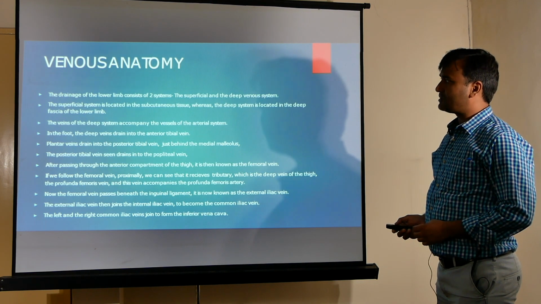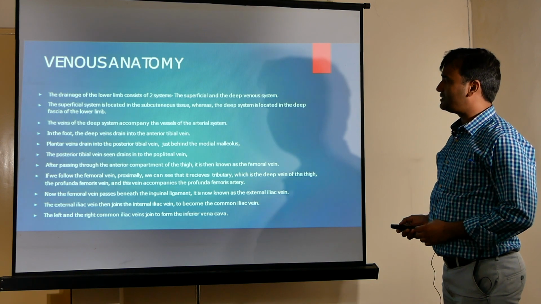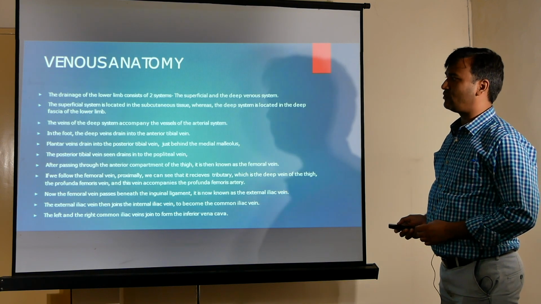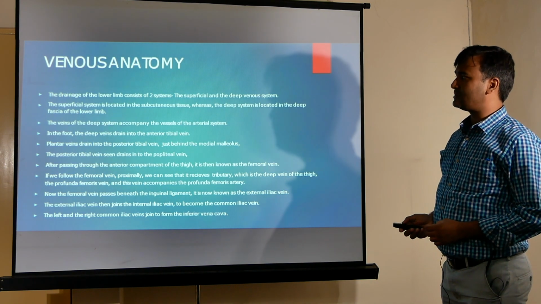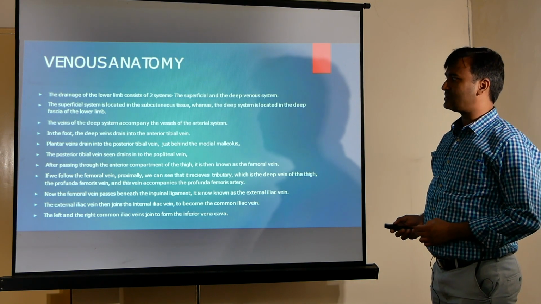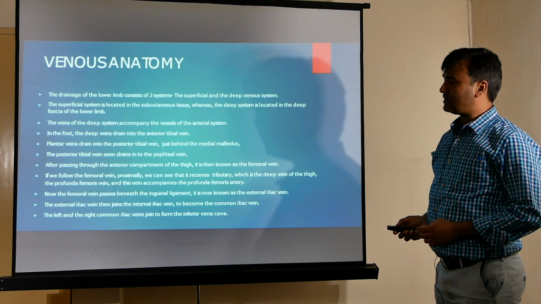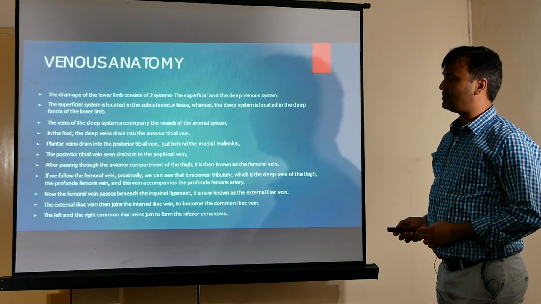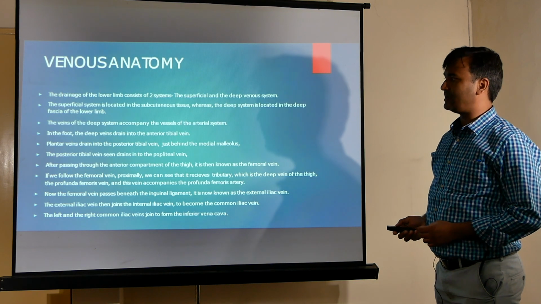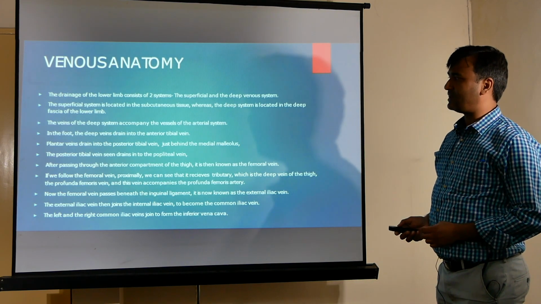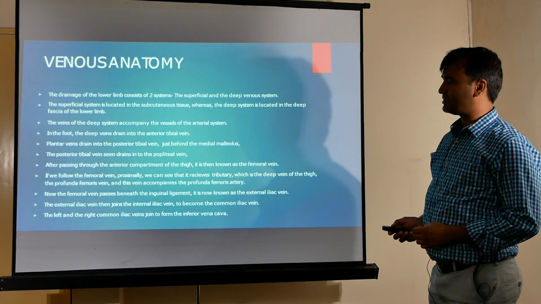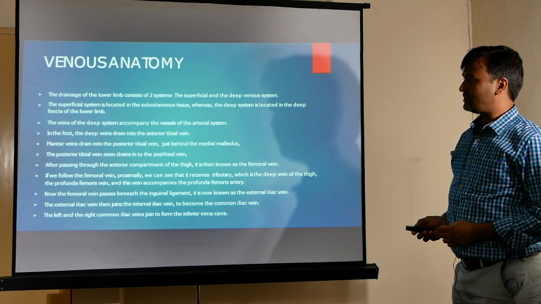The superficial system is located in the subcutaneous tissue, whereas the deep system is located deep to the deep fascia of the lower limb. The veins of the deep system accompany the vessels of the arterial system. In the foot, deep veins drain into the anterior tibial vein, and the plantar vein drains into the posterior tibial vein at the medial malleolus. The posterior tibial vein then drains into the popliteal vein. After passing through the anterior compartment of the thigh, it is then known as the femoral vein.